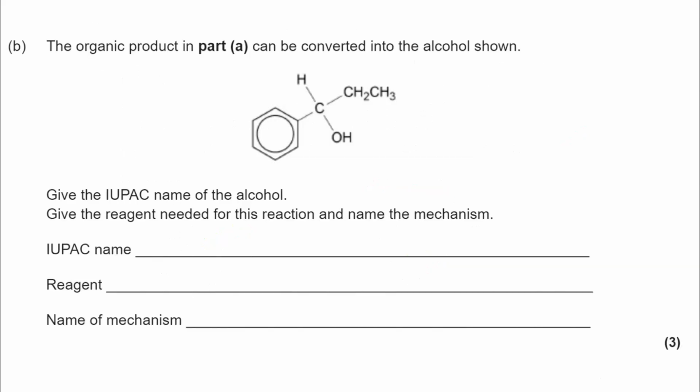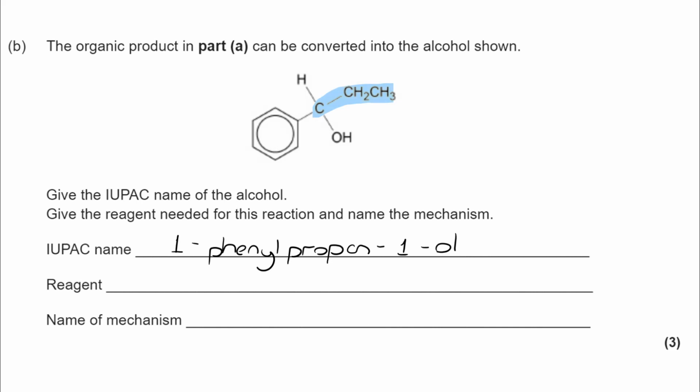Moving on to part B, we have got here an alcohol. You're asked to name it, to give a reagent for what would make it, and what we would call that mechanism. Now, the longest carbon chain is 3, so the name is based on prop. I've got an alcohol and I've got a phenyl group, and they're both coming off the first carbon. So it becomes 1-phenylpropan-1-ol.